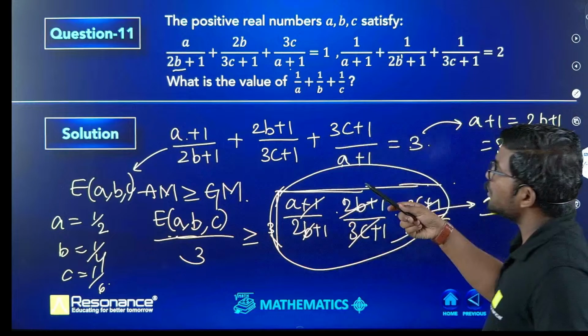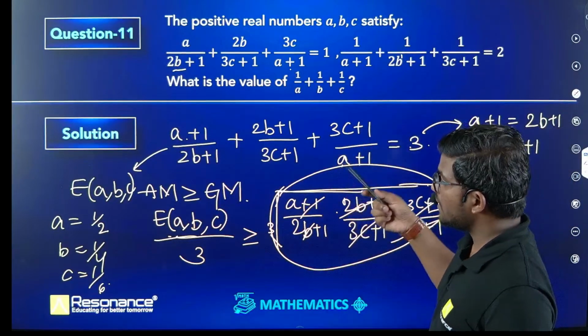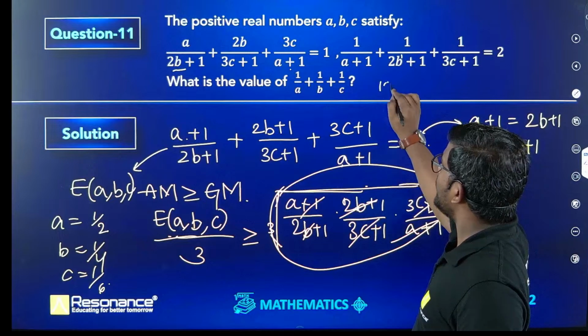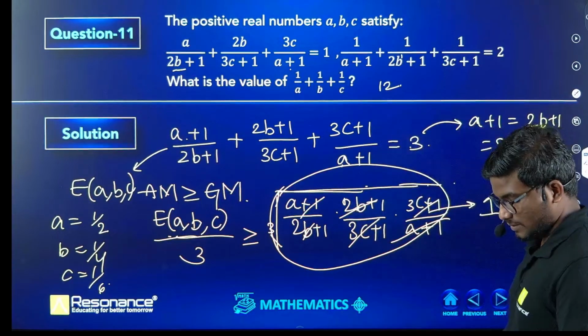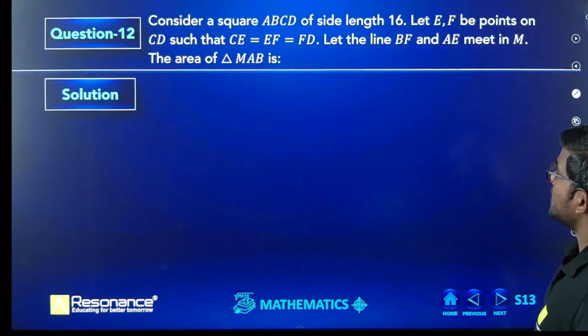Now we're supposed to find the value of 1 upon a, 1 upon b and 1 upon c. So that's 2 plus 4 plus 6, 12. Correct? Now we'll go to the next question.